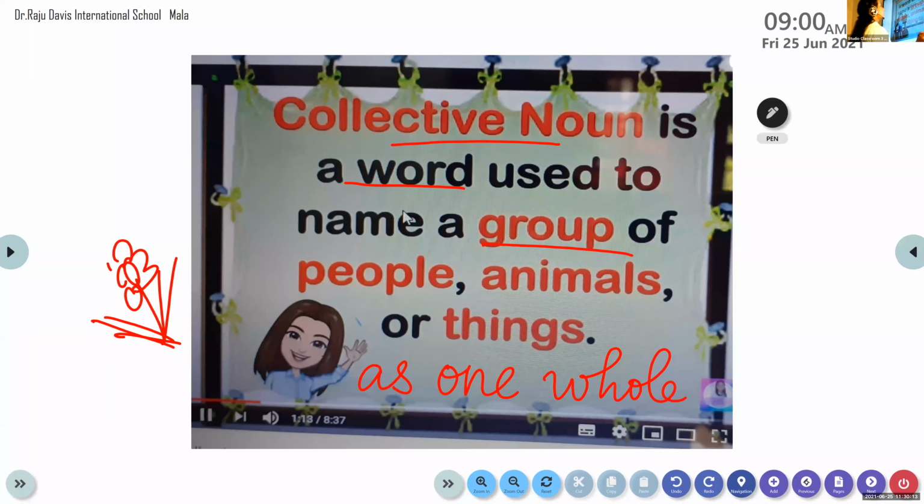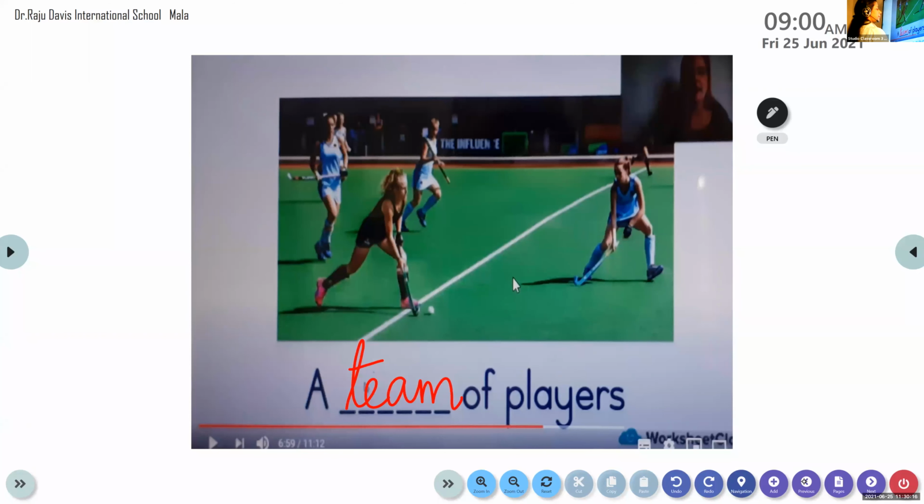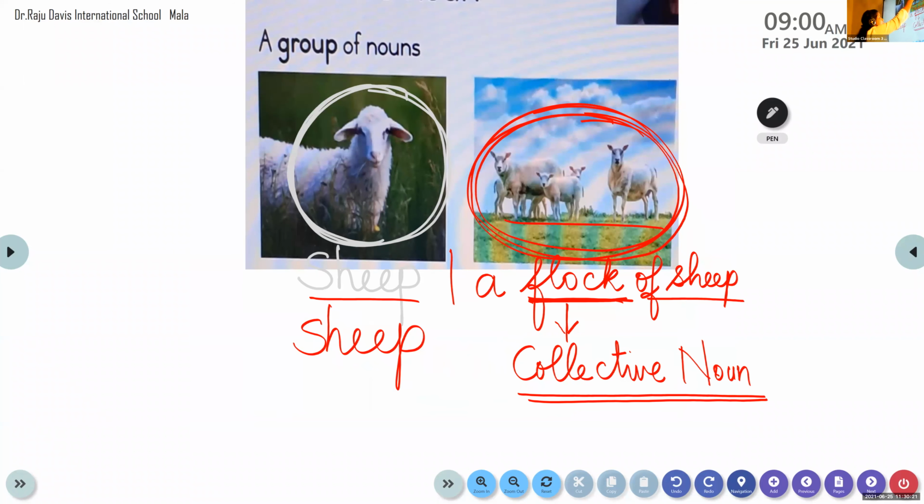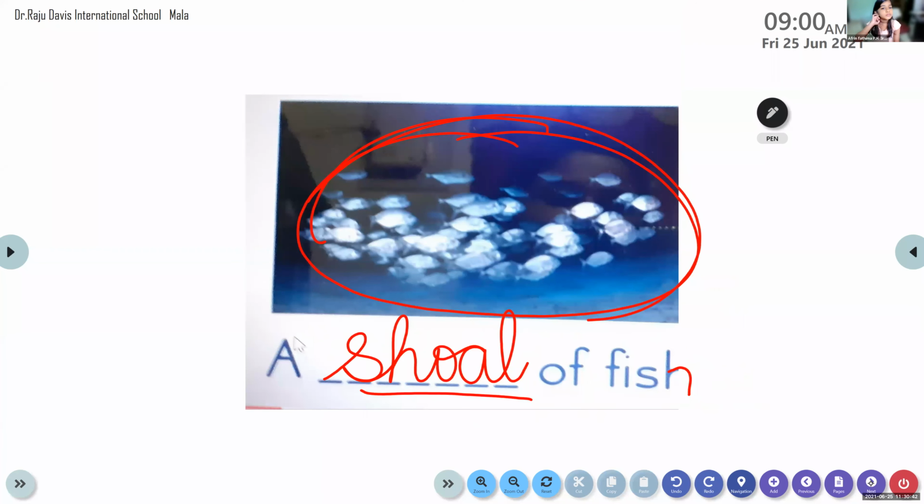So let's revise what we have already learned. Team. Crowd. Herd. Shoal. For a group of sheep, what do we call them? Yes, we call it a flock of sheep. So flock is a collective noun used to refer to a group of sheep. Clear? Now, next we have a group of fish. What is a collective noun used for a group of fish? A shoal of fish. How do we pronounce it? It is shoal.